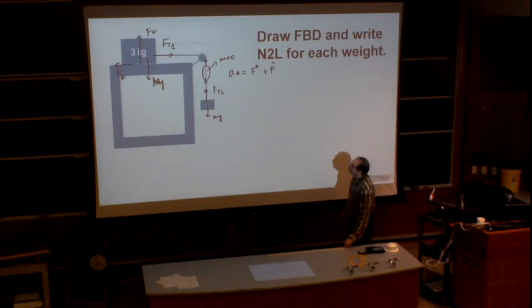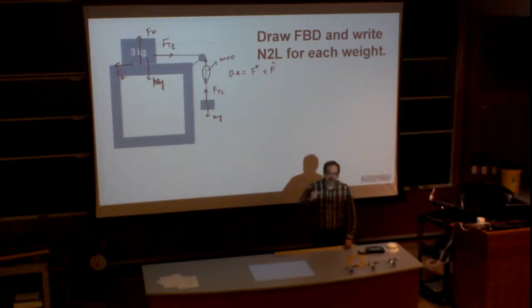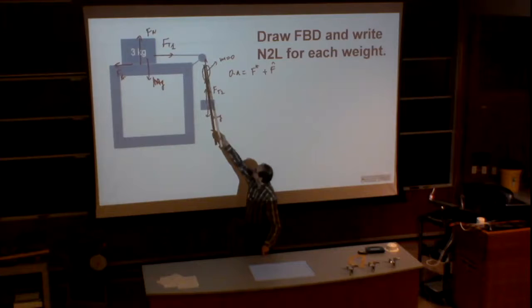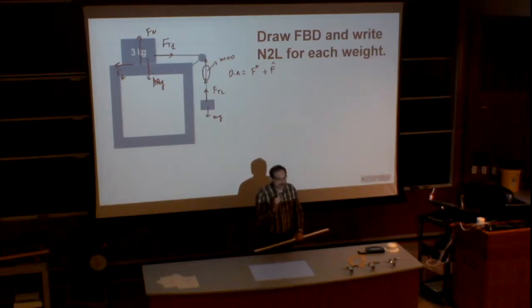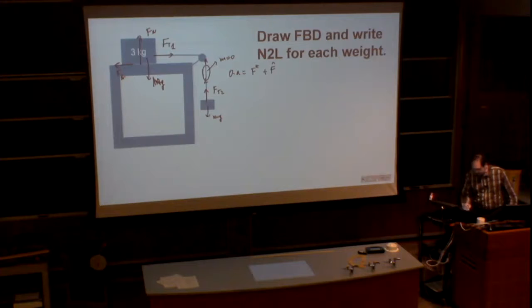So a string is a very convenient device which redirects the force. Yeah? The force of tension was directed horizontally, and here it's directed vertically. However, the magnitude of this force inside the string remains the same. That's a very important fact. So technically, we don't need to keep two values for the magnitudes. It's the same number.